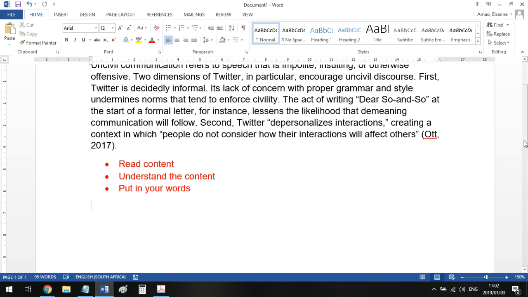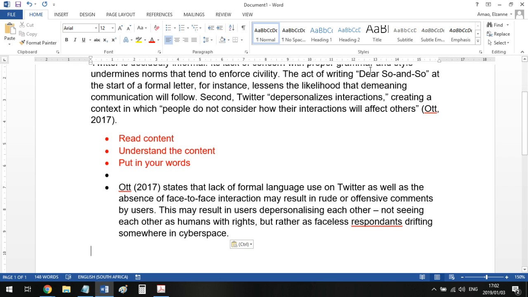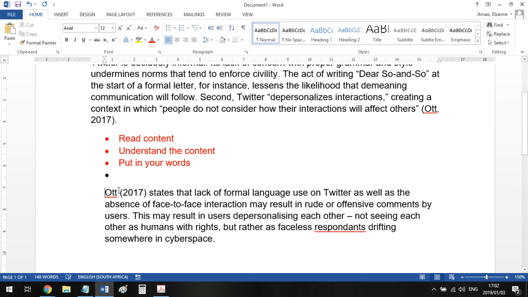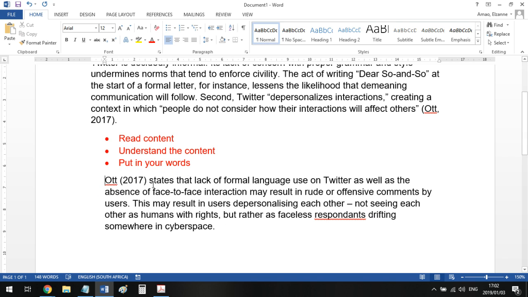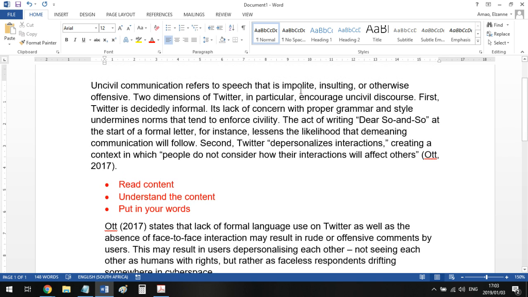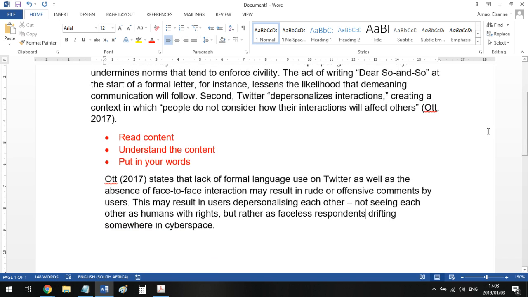So how do we paraphrase this content? We can just rewrite it as follows. Ott states that a lack of formal language use on Twitter, as well as the absence of face-to-face interaction, may result in rude or offensive comments by users. This may result in users depersonalizing each other, not seeing each other as humans with rights, but rather as faceless respondents drifting somewhere in cyberspace. And of course, spell check is very important. So do you see what we did? You read, you understand, and you write it in your own words.